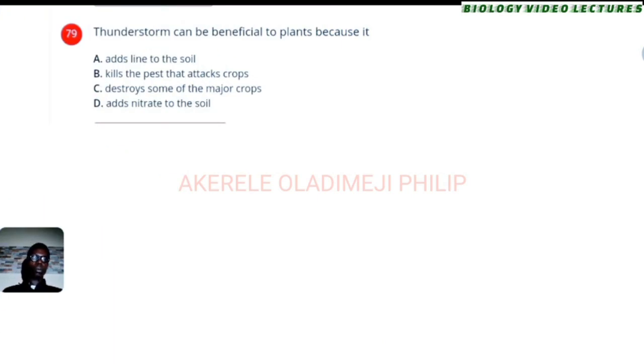Then, thunderstorm can be beneficial to plants because it helps to fix nitrogen. Yes, so it helps to add nitrate to the soil. One of the factors that helps to convert atmospheric nitrogen into soil nitrate is thunderstorm. So that's one of the nitrogen fixing processes in nature.